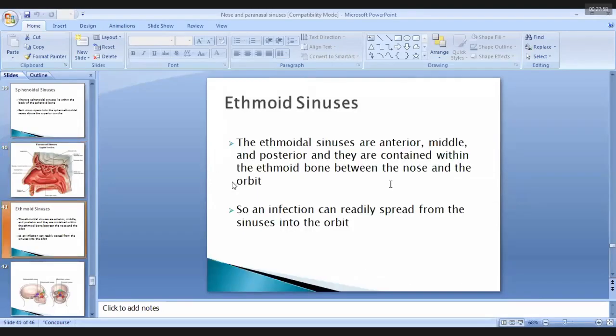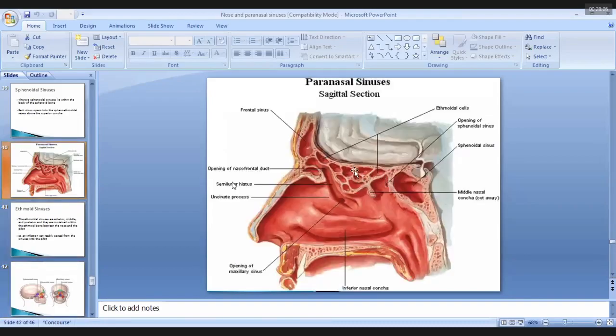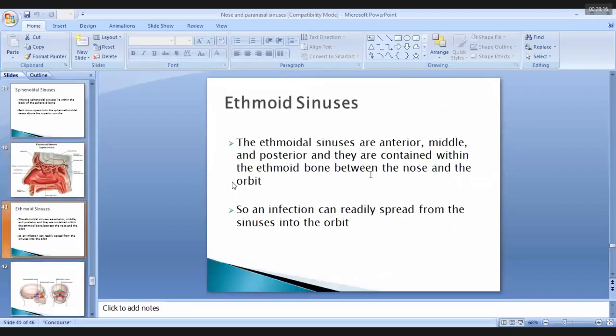The ethmoidal sinuses are three in number: the anterior, middle, and posterior ethmoidal sinuses. These are the ethmoidal cells or ethmoidal sinuses. They are divided into three types: the anterior, the middle one, and the posterior ethmoidal sinuses. These sinuses are located between the nose and the orbit.